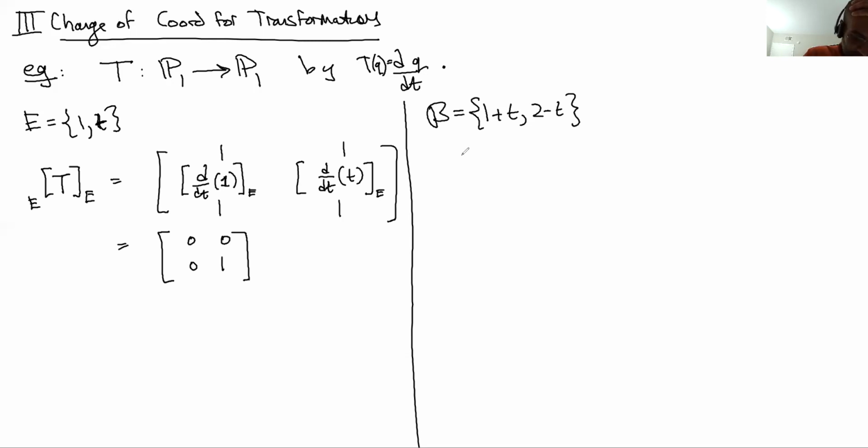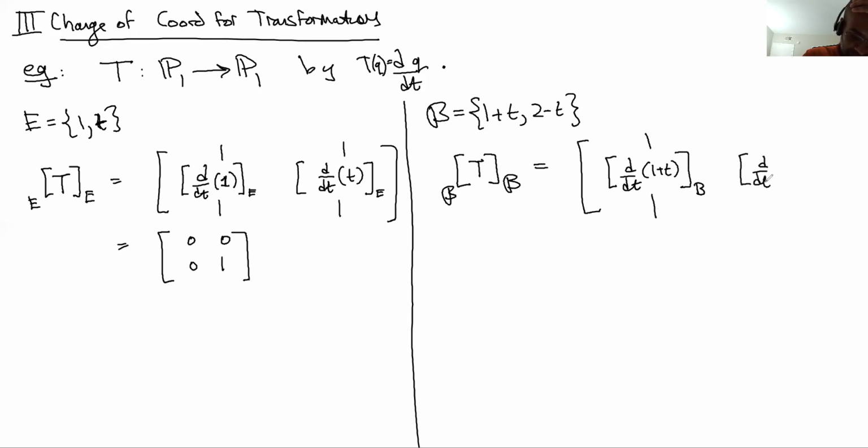And now I can ask, well, what's the matrix of T relative to B as input and output basis? Well, again, it's going to be d by dt of 1, which is 0 in this. Sorry. It's not going to be d by dt of 0. That's exactly the point. It's going to be the derivative of the first basis vector. So d by dt of 1 plus t with the output written in the coordinates in the B basis. And then d by dt of 2 minus t with the coordinates written in the B basis.